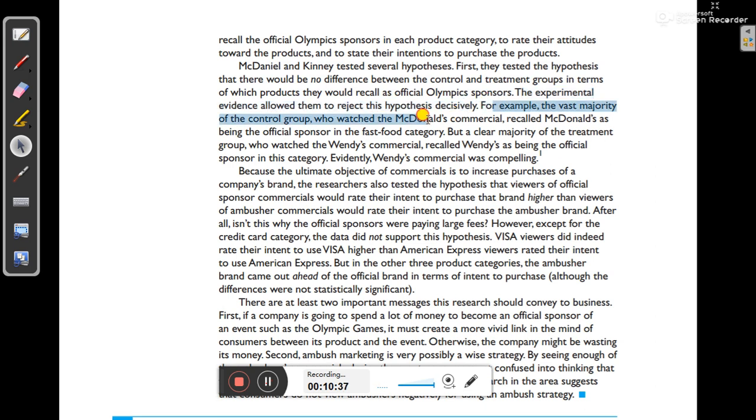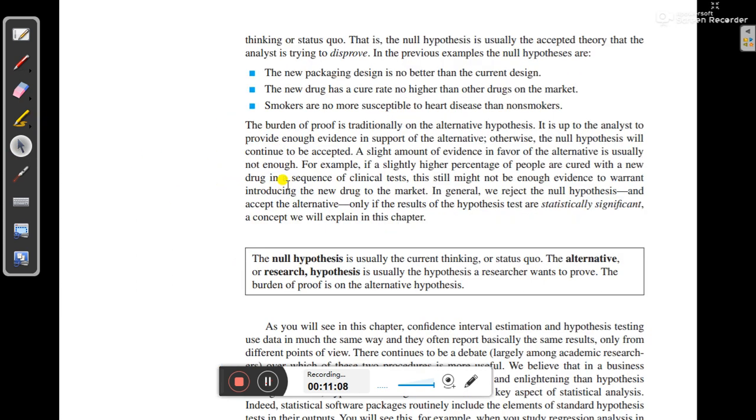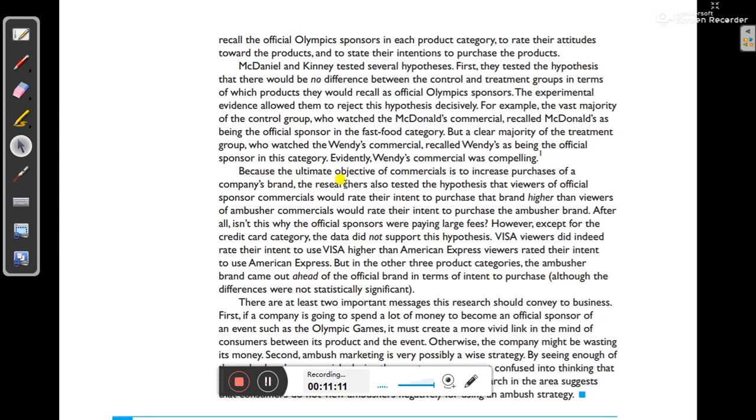For example, the vast majority of the control group who watched the McDonald's commercial recalled McDonald's as being the official sponsor in the fast food category, but a clear majority of the treatment group who watched the Wendy's commercial recalled Wendy's as being the official sponsor in the category. So you can see the confusion. Evidently, the Wendy's commercial was compelling because the ultimate objective of a commercial is to increase purchase of a company's brand.